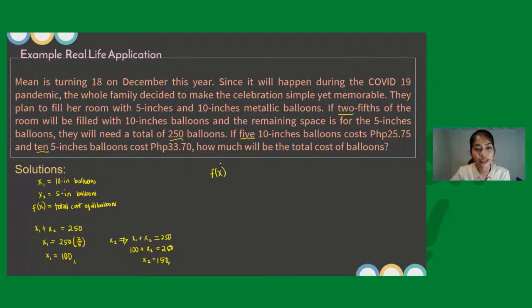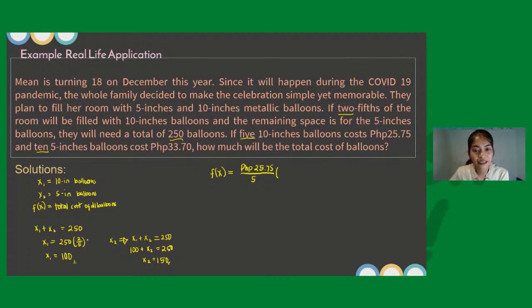So we know that we can solve for the total cost of all the balloons if we multiply the cost of each 5 inches balloon with how many pieces we need, and adding that to the product also of each cost of the 10 inches balloons. So let's do that. Ayan, sabi dito, yung 5 pieces ng 10 inches balloon is costing 25.75 pesos. So meaning to say, ang isang 10-inch balloon, makukuha natin yung value if we divide this cost by 5.